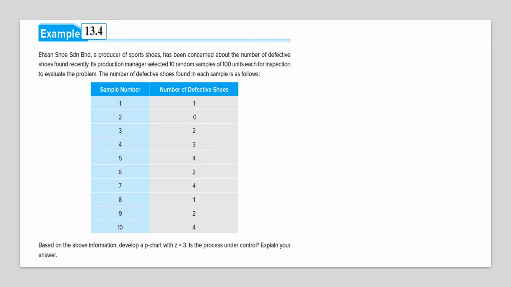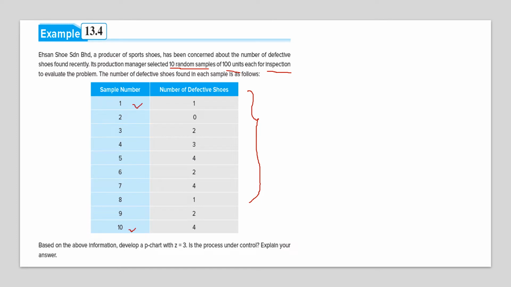So the manager is conducting an inspection to see what is actually the problem. So the manager is doing a sampling inspection, where the manager checks or inspects only a few samples. Over here it says 10 random samples of 100 units each, in order to find the defective shoes in each sample. So what you are given here in the table is the data from the 10 samples. Okay, so we have sample number 1 until sample number 10.